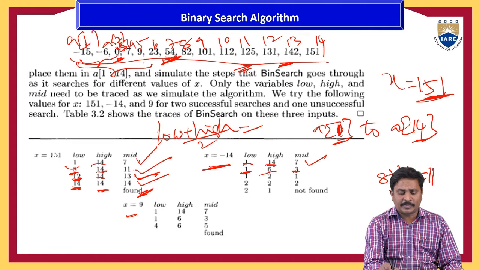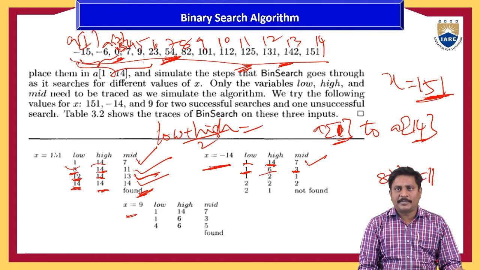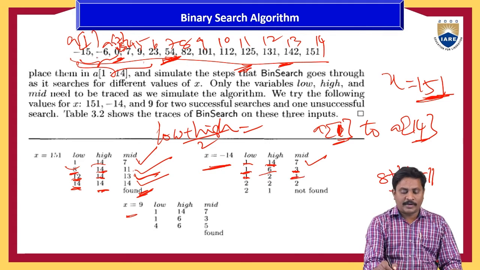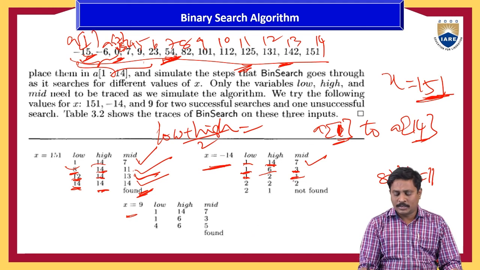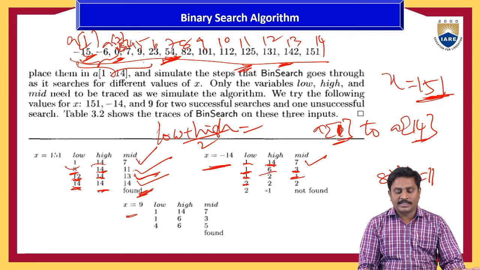Again, we'll take the left subarray, which starts from low to mid minus 1. So low value is 1, mid 3 minus 1 is 2. A of 2: 1 plus 2 by 2, that value is 1. A of 1 value is minus 15. So is minus 14 equal to minus 15? No. Here minus 14 is greater than minus 15.